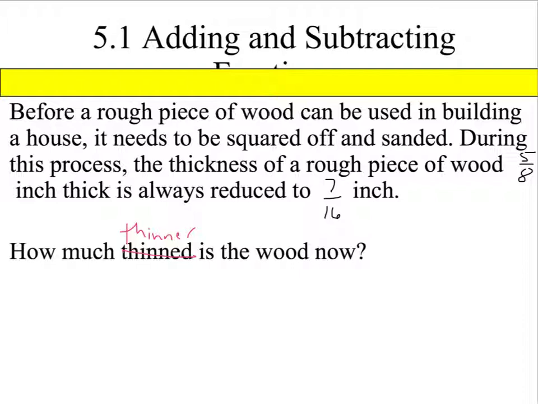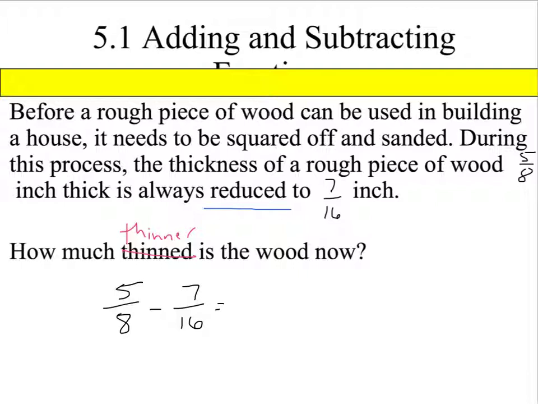So what operation do you think we are going to use? That keyword, reducing. We're making a reduction, making it smaller. When we make something smaller, we're going to be subtracting. It starts off as 5/8, goes down to 7/16, and we are going to subtract here. I have 5/8 minus 7/16.